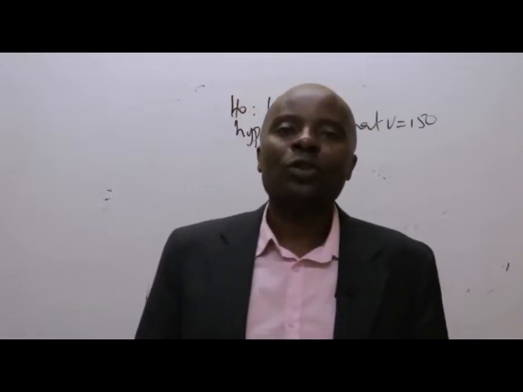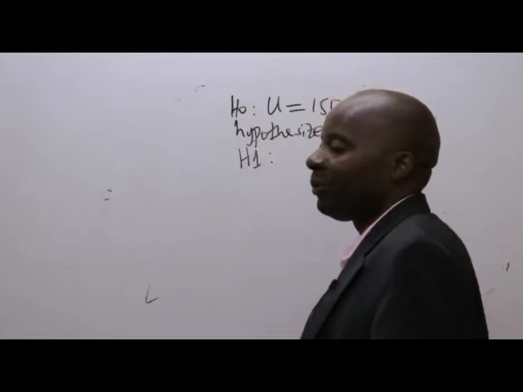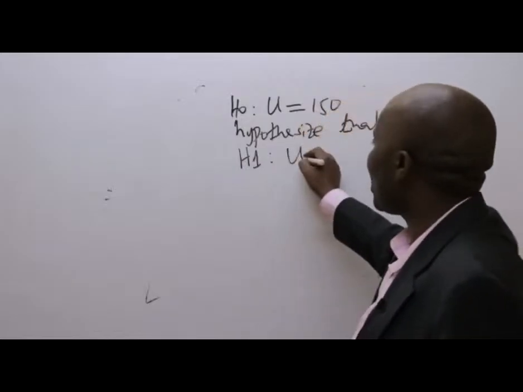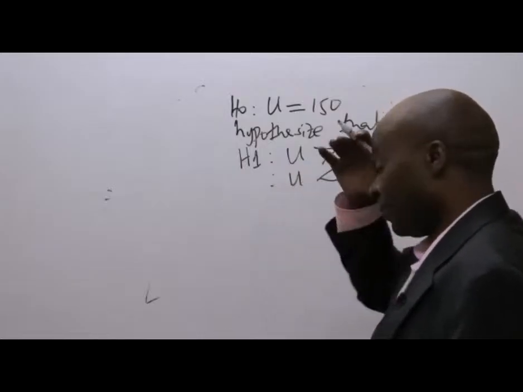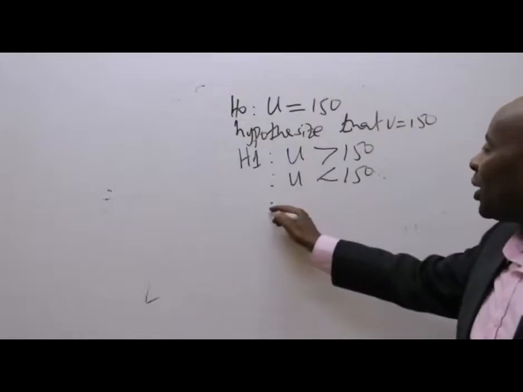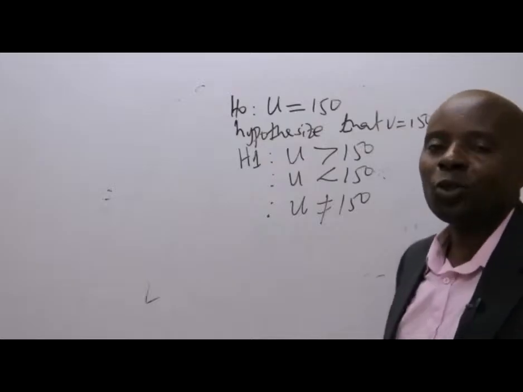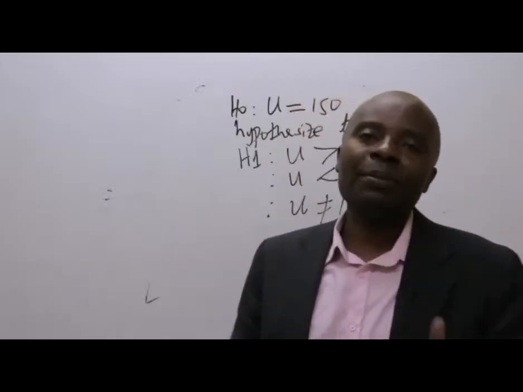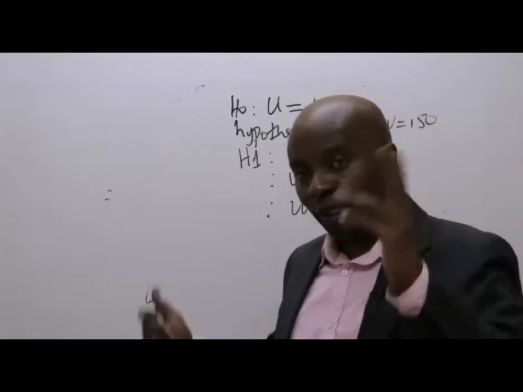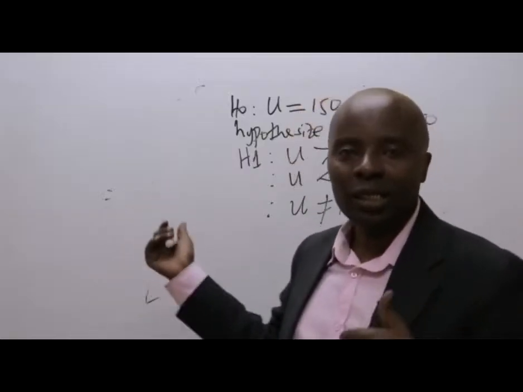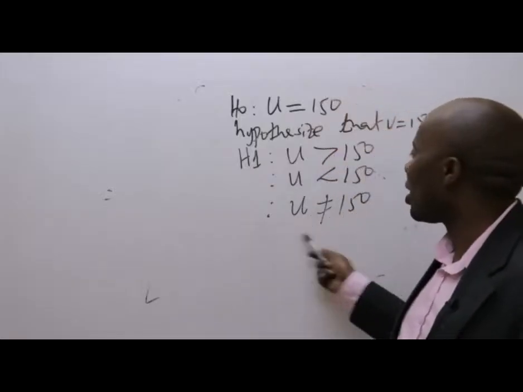For the alternative, listen to me very well. For the alternative, which we'll be calling H1, there are three possibilities. Either you tell us mu is more than 150, or mu is less than 150, or mu is not equal to 150. When I go to Summit trying to assess the heights of the students, some students will be taller than this, and other students will be shorter than this 150. So the proper alternative hypothesis that we need to put down is this one here.